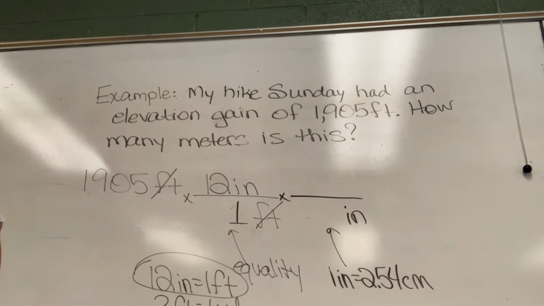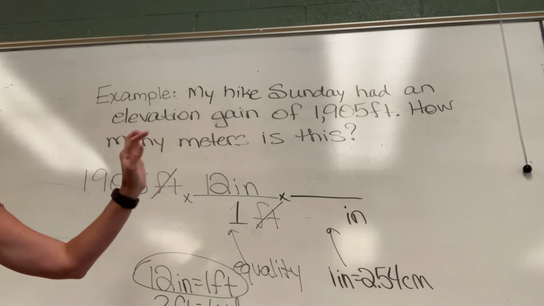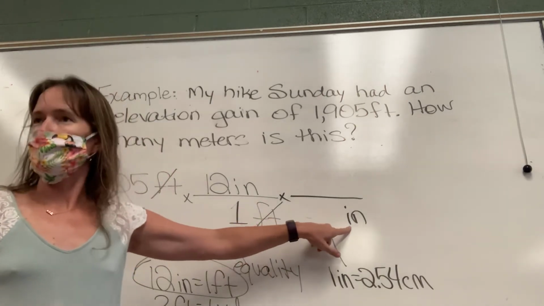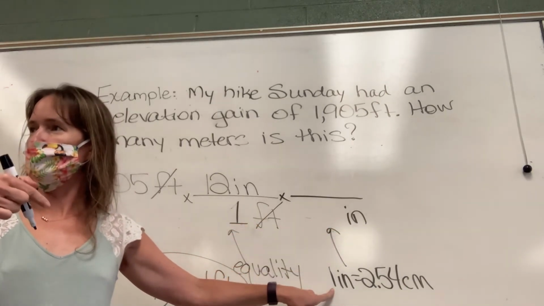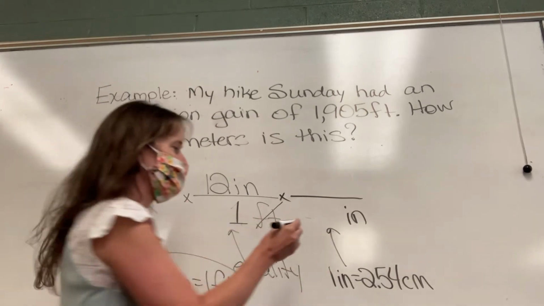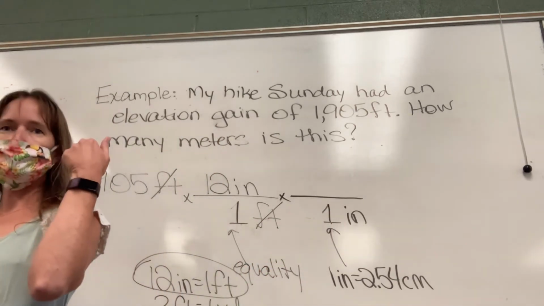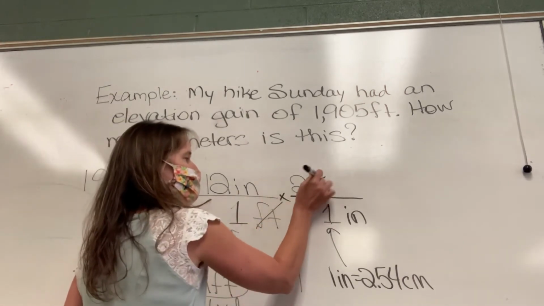Okay, so how are we going to write that equality as a conversion factor? I've decided inches goes on the bottom. What number goes with inches? 1. Whatever number in the equality is attached to that unit, keep it. The 1 goes with inches. On the other side of the bar will go 2.54 centimeters.